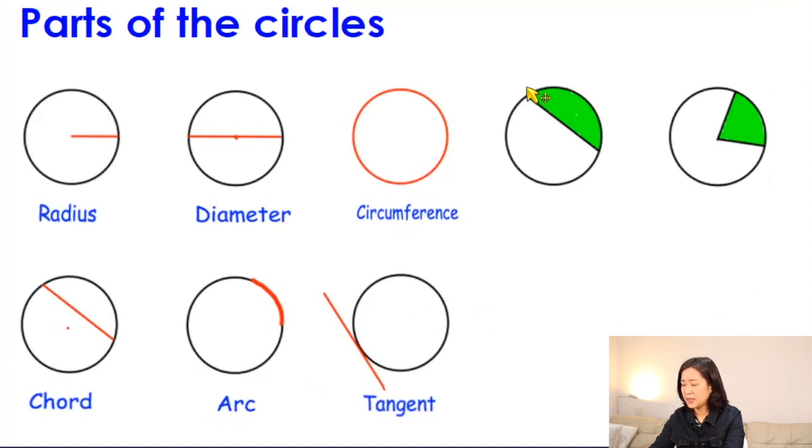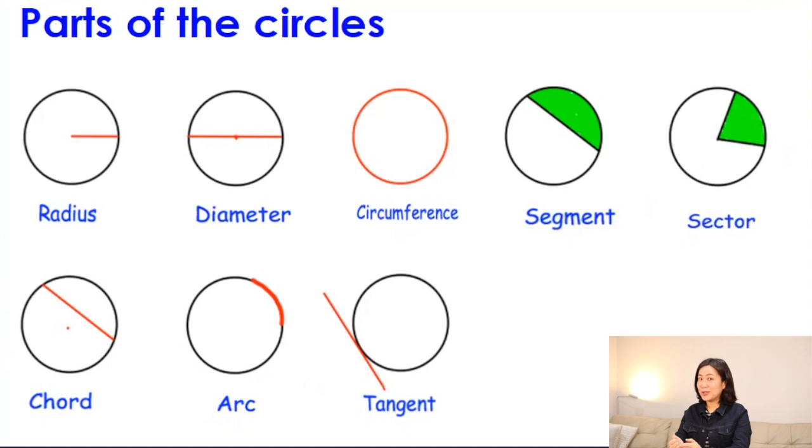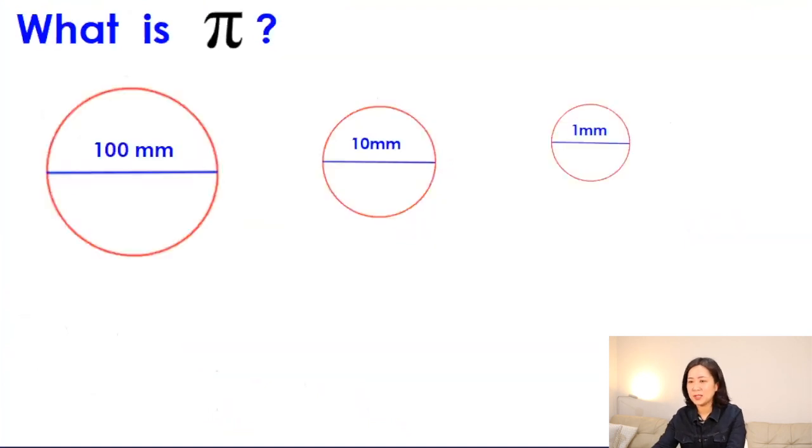And how about these shaded regions? The first region is called the, yes, right, the segment. And then the next one has two radii and an arc. That is the sector. Okay, well done. I'm pretty sure that you got all the right answers. Right, so now let's move on to the next topic of the circle.